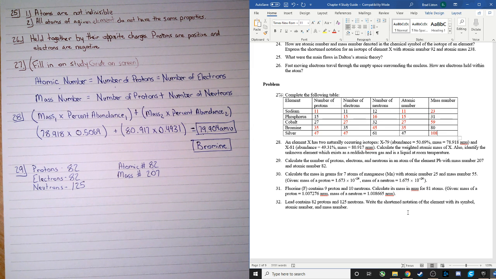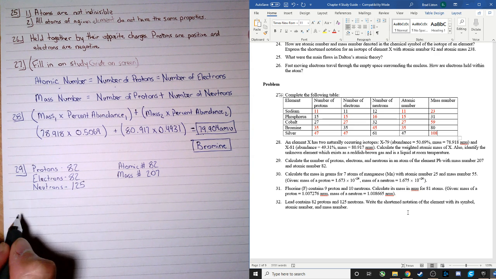All right. So here comes a tricky one. Number 29. Calculate the mass in grams for 7 atoms of manganese with an atomic number of 25 and a mass number of 55. So we need to figure out how many protons and neutrons are in this.